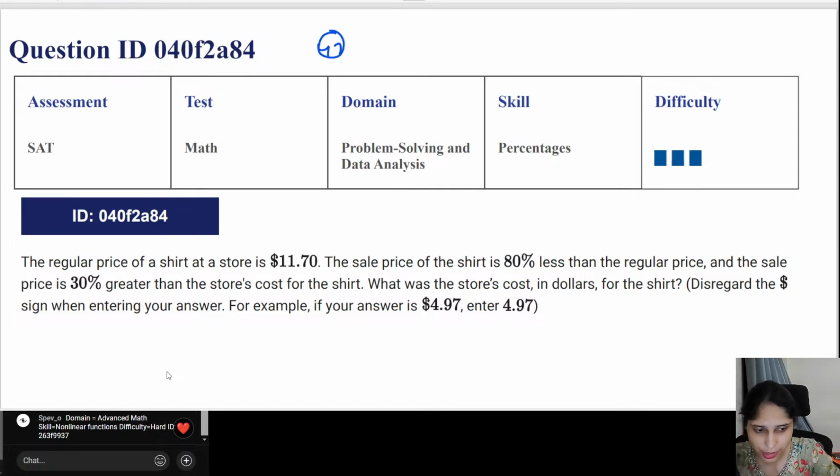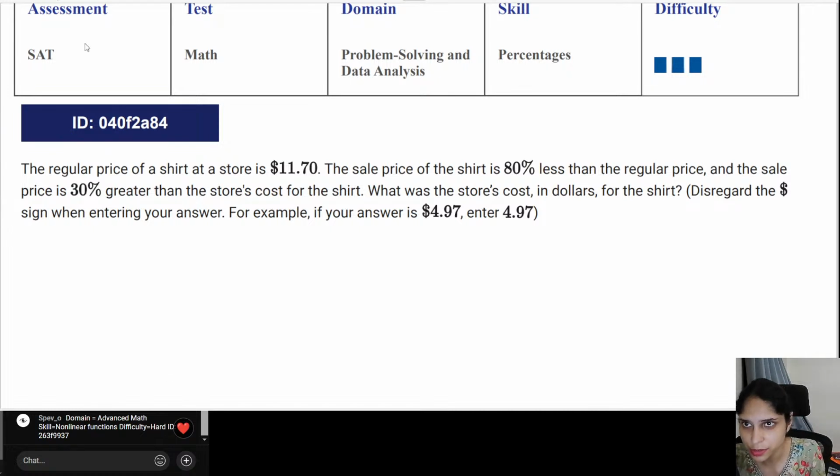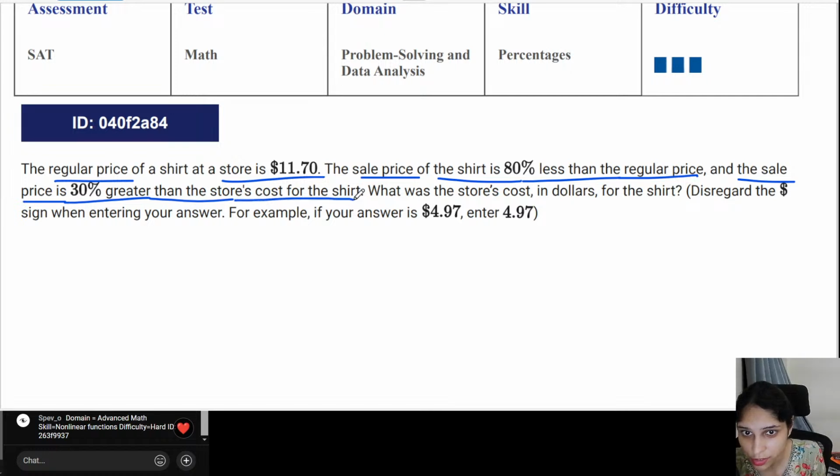Regular price of a shirt at a store is $11.70. The sale price of the shirt is 80% less than the regular price. That means it is 20%. And the sale price is 30% greater than the store's cost for the shirt. Okay. What was the store's cost in dollars for the shirt?